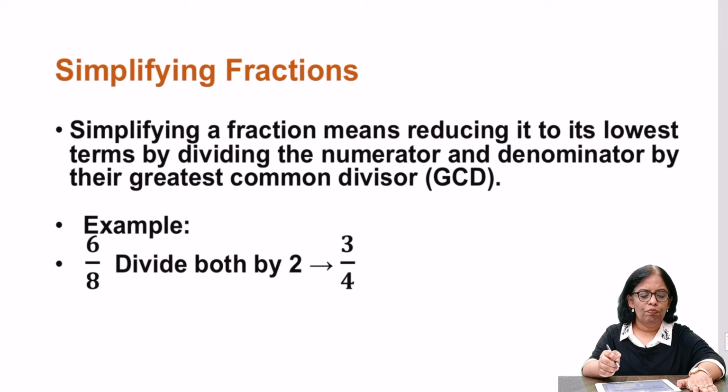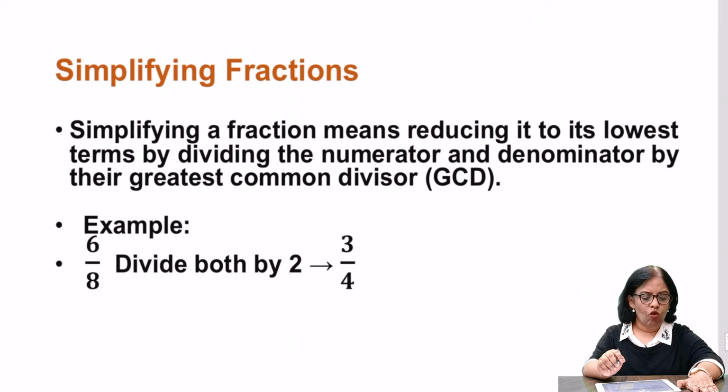So I am going to simplify the fraction. First of all, the definition is like this. Simplifying a fraction means reducing it to its lowest term by dividing the numerator and denominator by their greatest common divisor, that is GCD, or you can call it HCF, that is highest common factor. HCF or GCD, it is only on nomenclature, but the meaning is same.